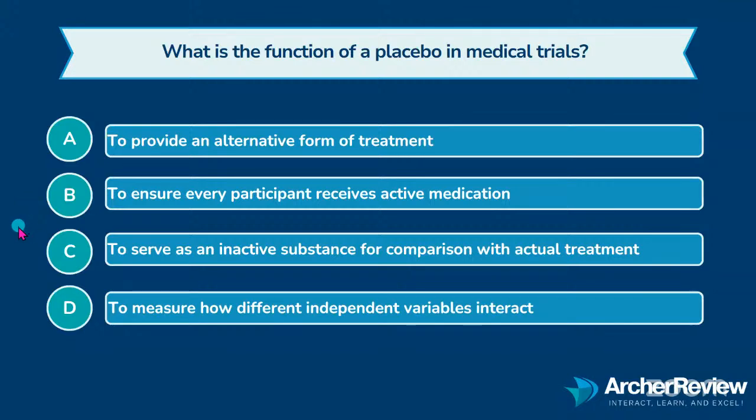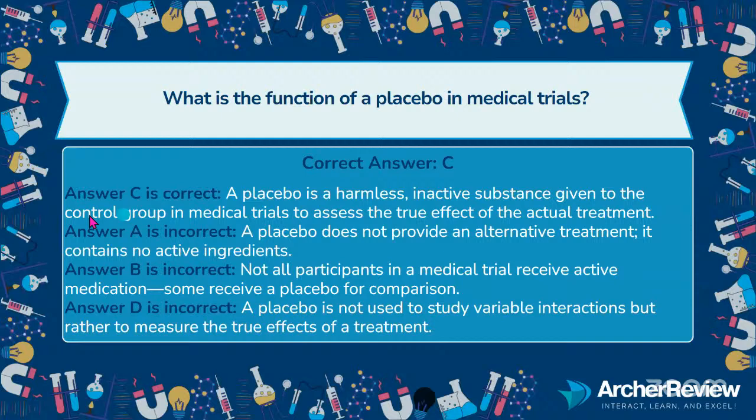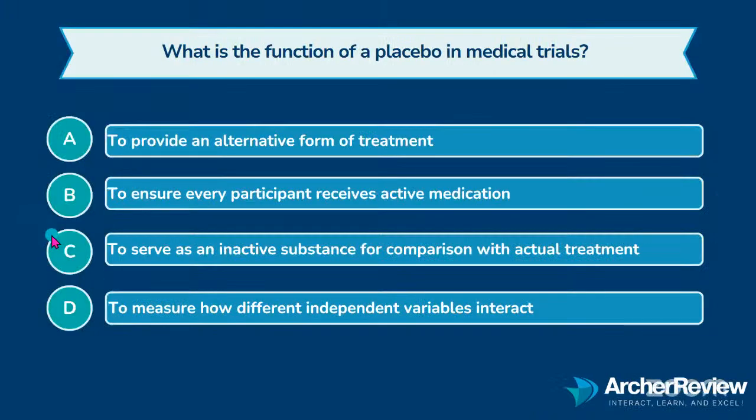A, to provide an alternate form of treatment. No, because once again, we wouldn't know then the true impact. We wouldn't even have a baseline to compare that medication to. All right, then let's see what our next one was, B. So B, to ensure every participant receives active medication. Again, if they all get the active medication, we don't have a baseline to compare it to. We don't have that comparison.